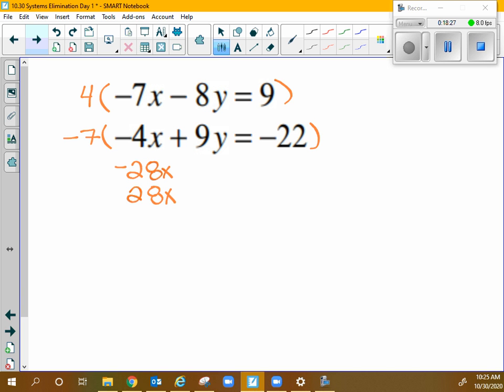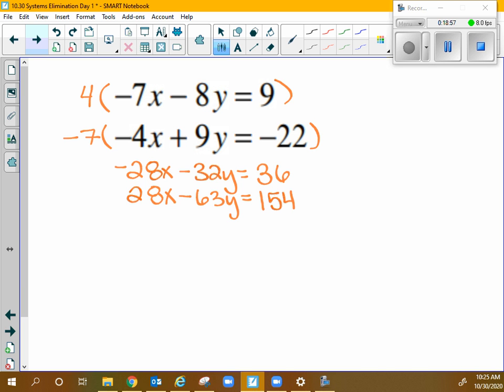But let's do the rest. So if I multiply -8y by 4, what am I going to get? -32y. And 9 by 4? 36. Okay, so let's do the second one. -7 and 9y. -63y. Okay. -22 and -7. 154.